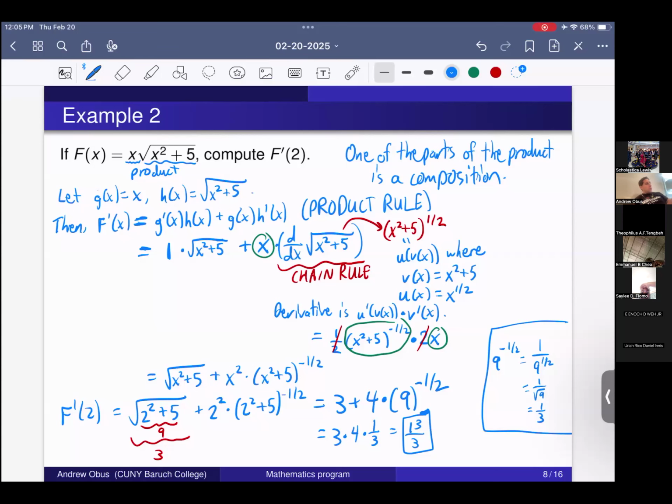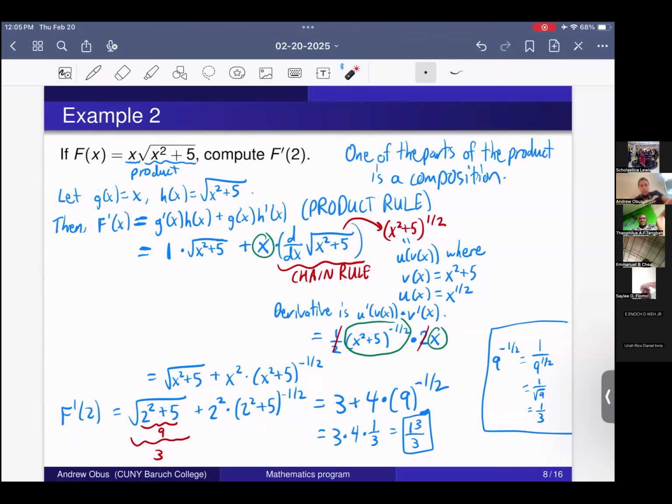Okay, so it's a multi-step problem, right? I give you a function and I want you to calculate the derivative at a certain point. First you have to recognize that the function is a product, so you're going to use the product rule. It's a product of two pieces, x and square root of x squared plus 5. So you start to do the product rule.